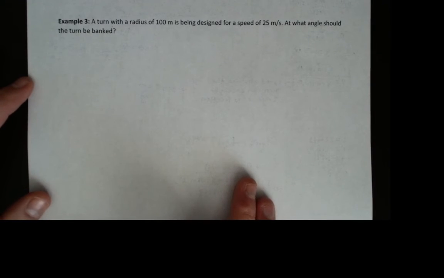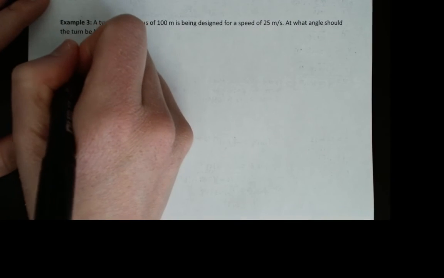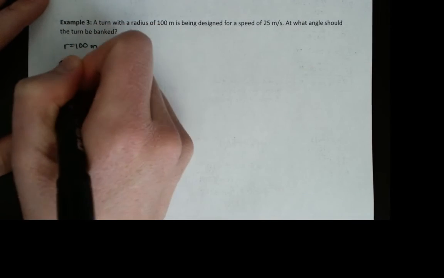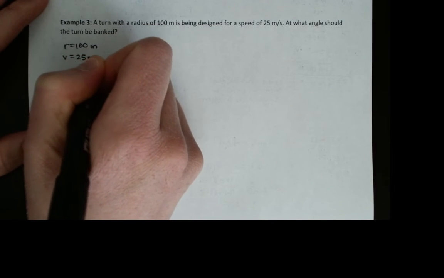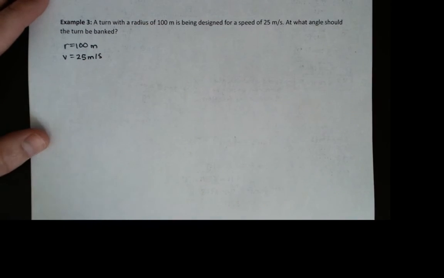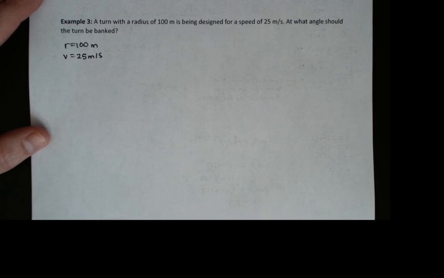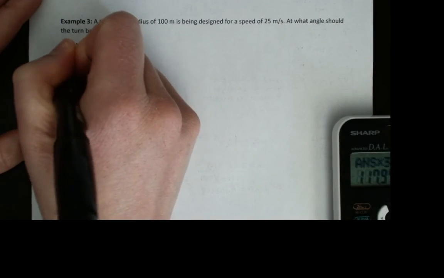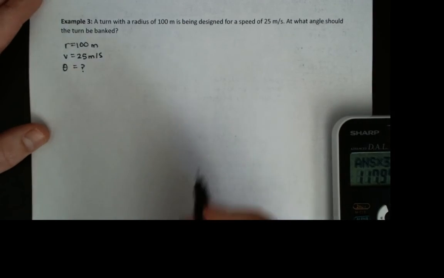Now, a turn with a radius of 100 meters is being designed for a speed of 25 meters per second. Okay, so a 100-meter radius is not very large. Those of you who are familiar with track and field, think of what a 100-meter sprint is, and if that represents your radius, that's a pretty sharp curve. That's like very, very sharp. What angle should it be banked at so that you can do this safely?